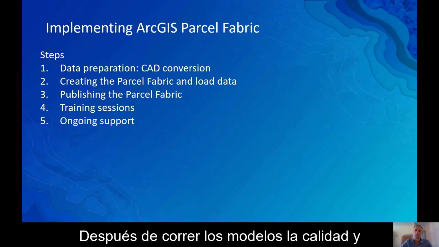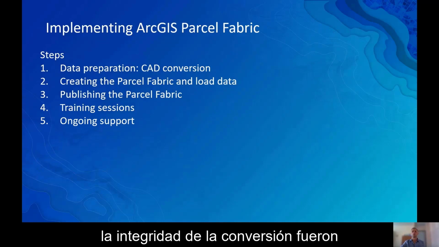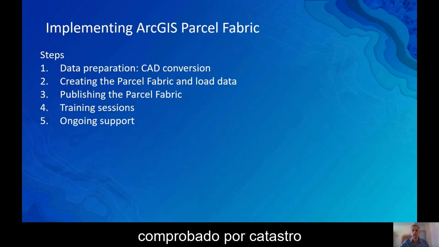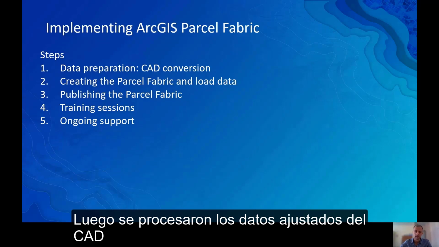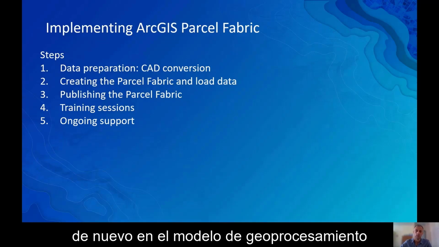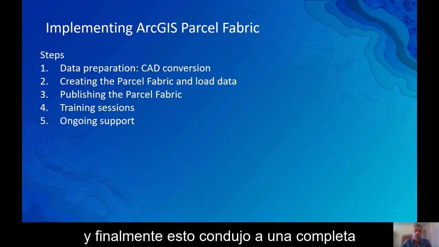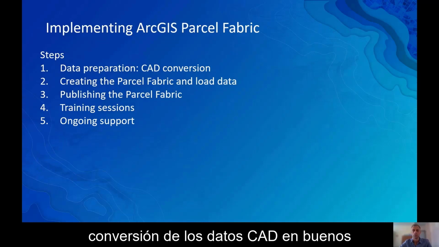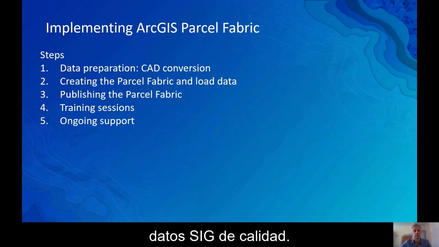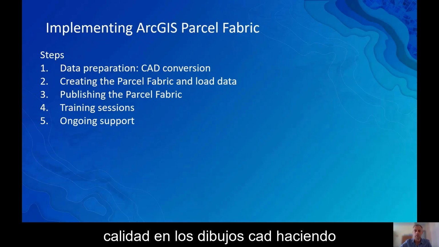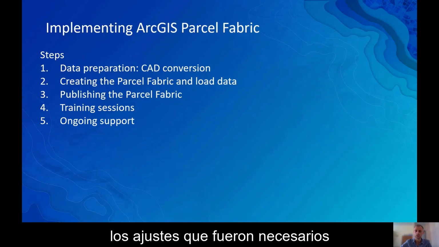After running the models, the quality and the completeness of the conversion were checked by Cadastra, and if necessary, adjustments were made in the CAD drawings. The adjusted CAD data was then processed again in the geoprocessing model, and ultimately this led to a full conversion of the CAD data into good quality GIS data. Besides this, it improved the data quality in the CAD drawings by making the adjustments that were necessary in CAD.